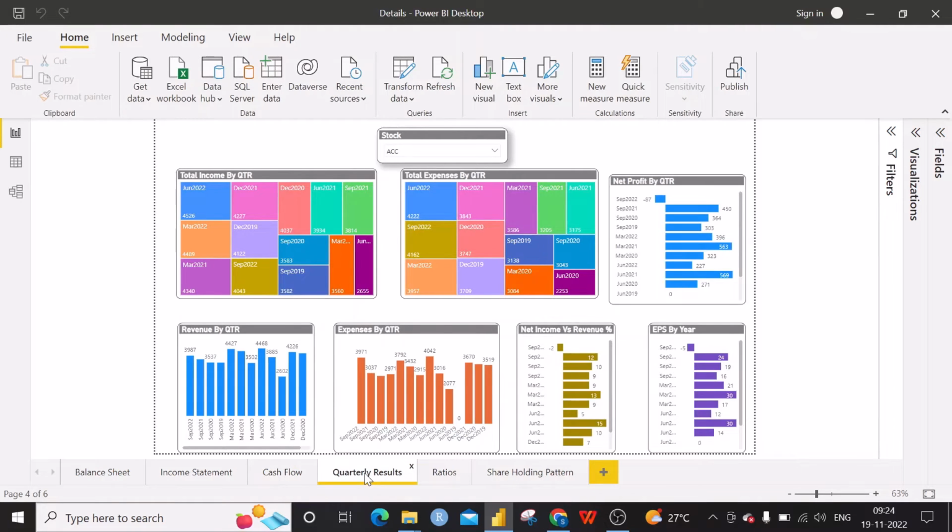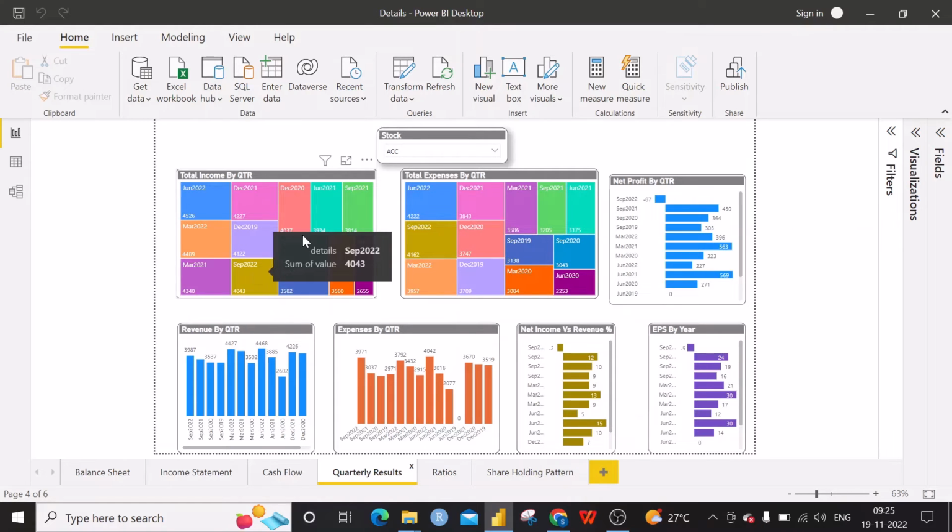In the quarterly results we see quarter-wise income parameters and profit and loss parameters. Let us see the June 2022 and September 2022 quarters. In the June 2022 quarter the total income is 4,526. In the September quarter it is reduced to 4,043. So in this quarter ACC didn't do well in selling the products, and their revenue is reduced from 4,526 crores to 4,043 crores.